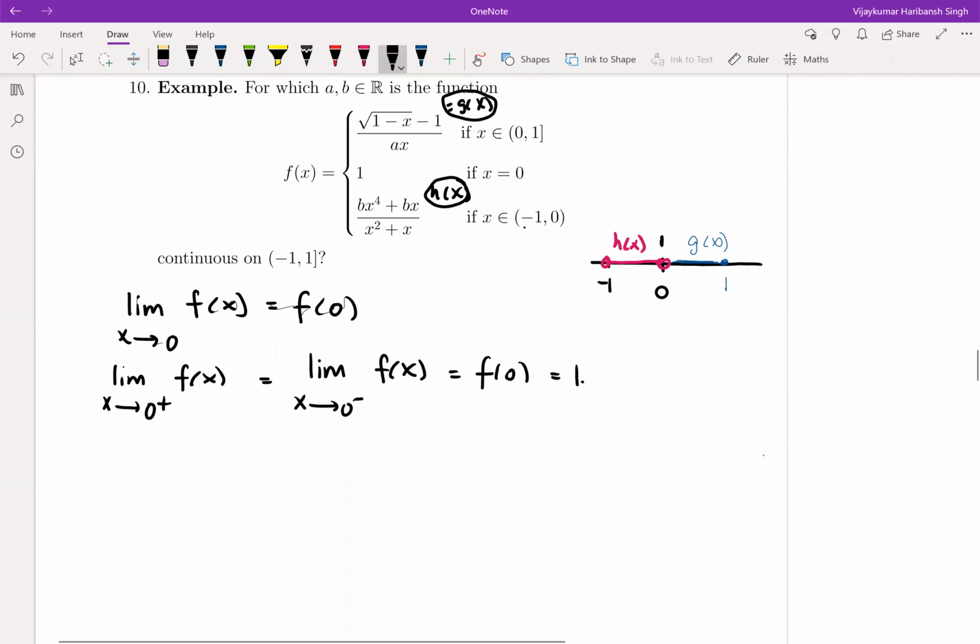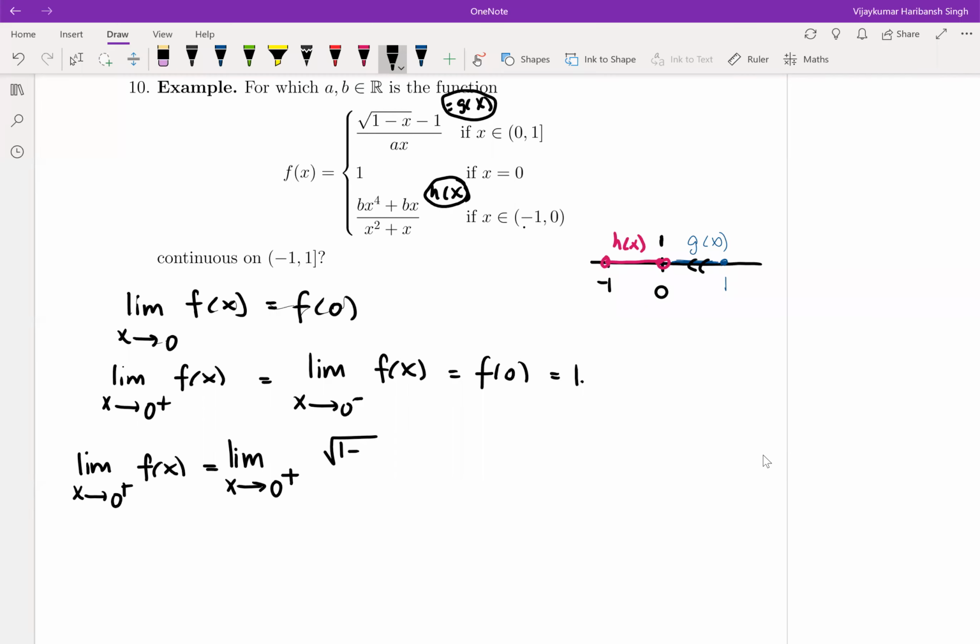So now let's compute the limit as x goes to 0 plus. In that case, we are approaching 0 from this side, so we'll use the definition of the function given by the limit as x goes to 0 plus of square root of 1 minus x minus 1 divided by ax. Right. So again, when you put 0, you get 0 over 0 form.